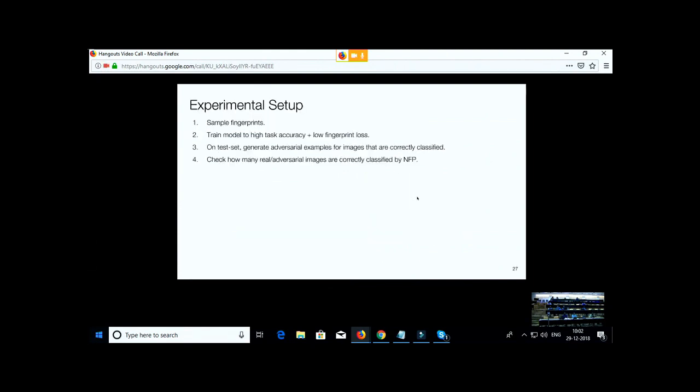Okay, so here's the setup. You basically sample some fingerprints. You train your model to have a high task accuracy and to have a low fingerprint loss. And then on the test set, you are going to generate adversarial examples for images that are correctly classified. And then you check how many real test images and adversarial images are correctly detected by this neural fingerprinting business.